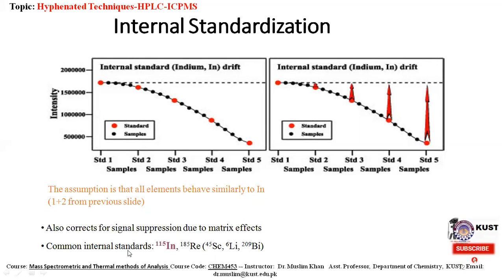So a common internal standard is indium, this one. Internal standards are basically added like this: this is a standard, this is your sample. To every sample, standards are basically like standard 1, standard 2, standard 3, and 4, and the samples, this one, similarly this one. So this is indium and drift. This shows how much drift is occurring. So this is known as internal standardization. We are actually measuring this.